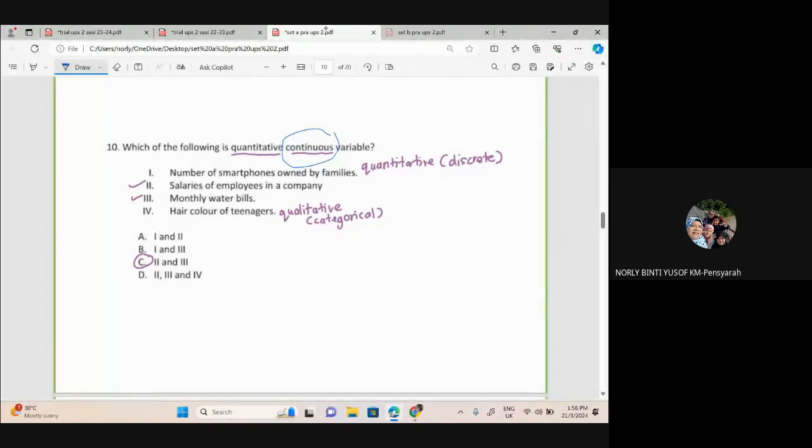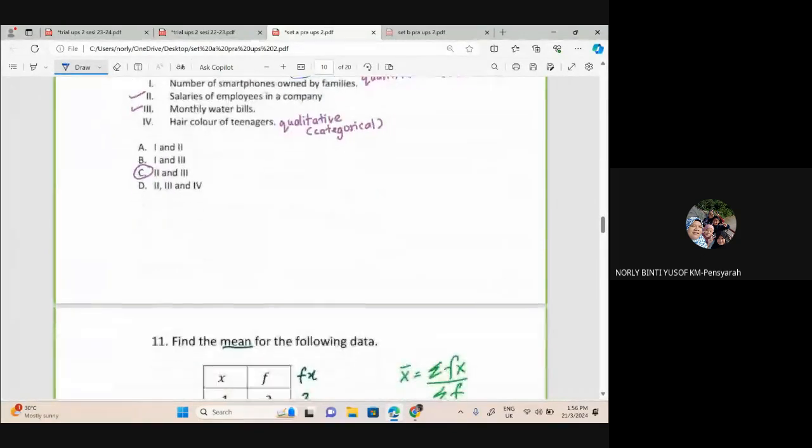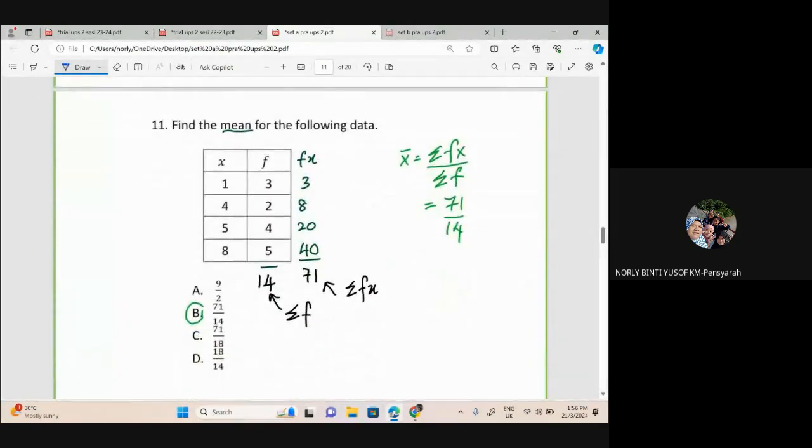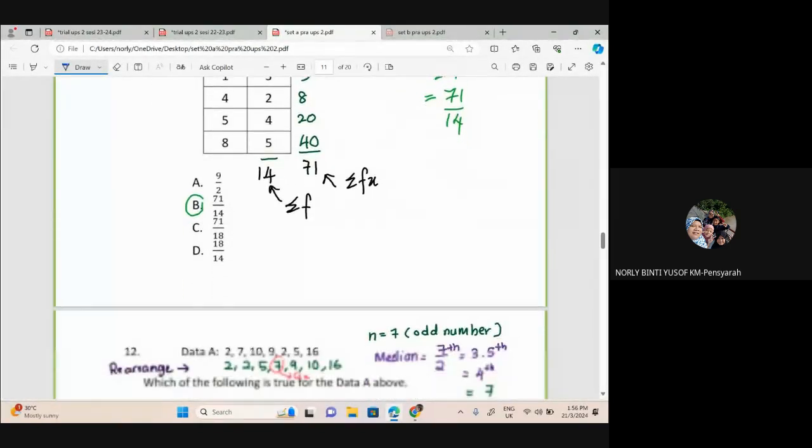Kalau macam number of smartphone tu adalah kuantitatif tapi dia discrete. Tapi kalau hair colour dia kualitatif tapi dia categorical. Sebab number of smartphone kan ada nilai, cuma dia kuantitatif tapi dia discrete. Tu bezanya lah. Okay, and then number 11 pun sama, you cari you punya mean, you boleh masukkan dalam calculator pun sama, dapatlah nilai tu nanti.